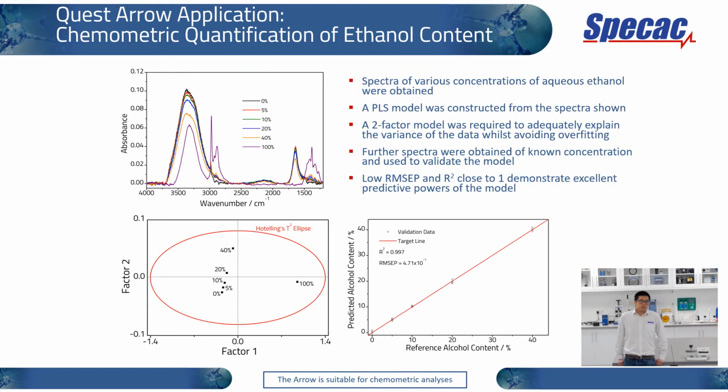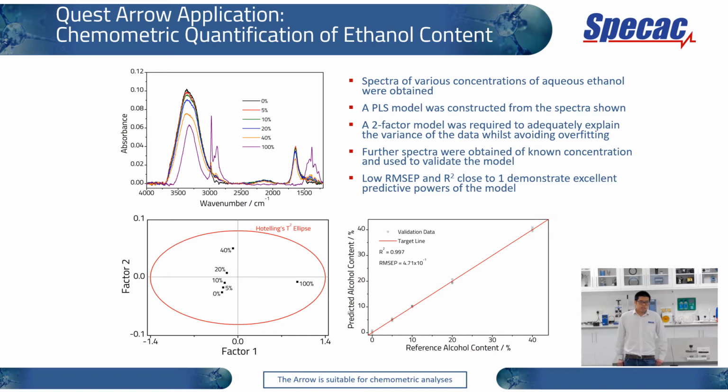This slide just emphasizes how the Arrow is suitable for chemometric analysis. So we collected some spectra of ethanol and water, and then from that we constructed a model. On the bottom left-hand corner, you see that factor 1 is very good at separating 100% concentration from a mixture of different concentrations.